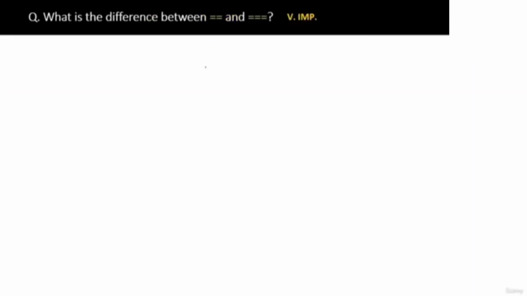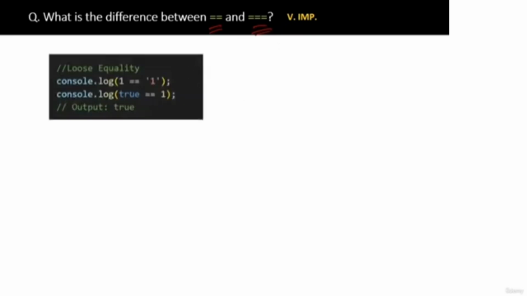What is the difference between double equal to and triple equal to? Very important question. Here you can see the code for double equal to, which we also call loose equality. The reason is that, as you can see here, one is a number and the other one is a string. But the double equal to operator will convert this number to a string first by using what? You remember type coercion. Yes, by using type coercion. And then double equal to will do the comparison, and it will give the result as true.